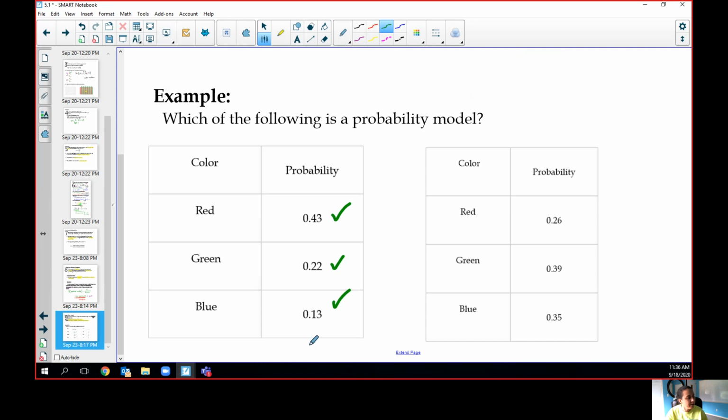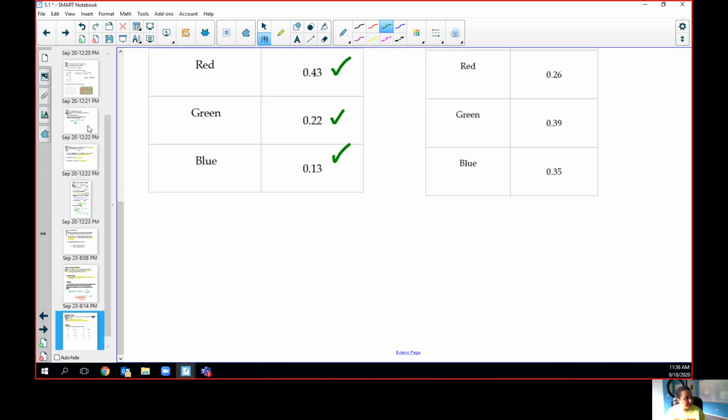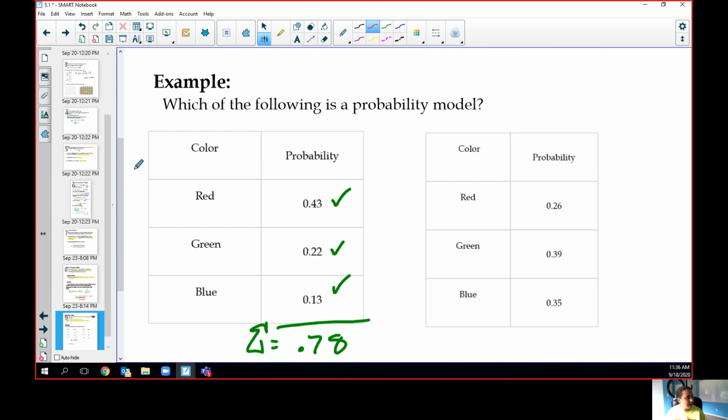I'm then going to add everything together and find the sum. When I add them all together, I get 0.78. Because 0.78 does not equal 1, this first one is not a proper model.